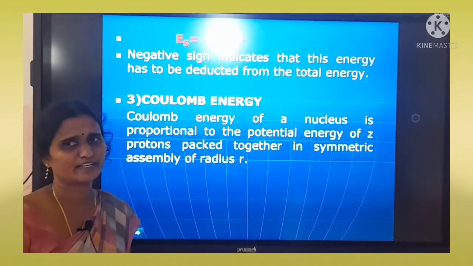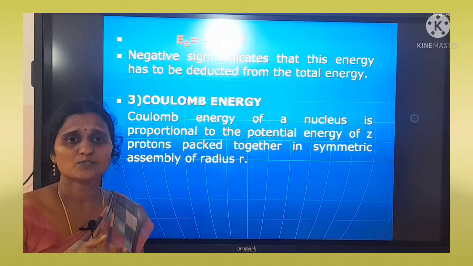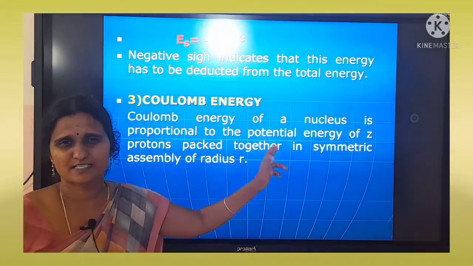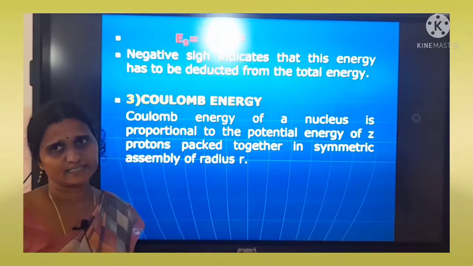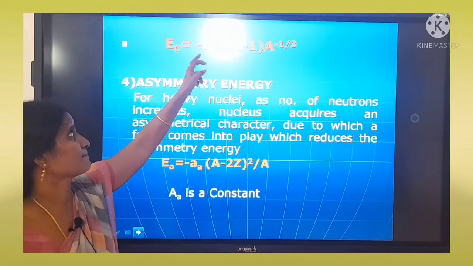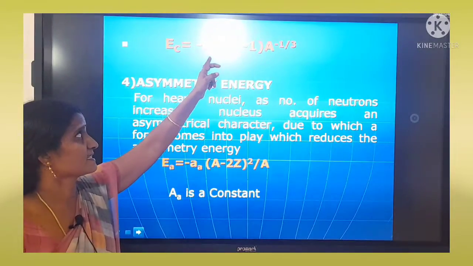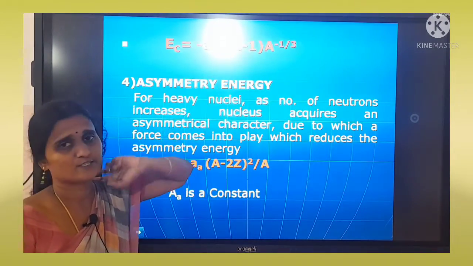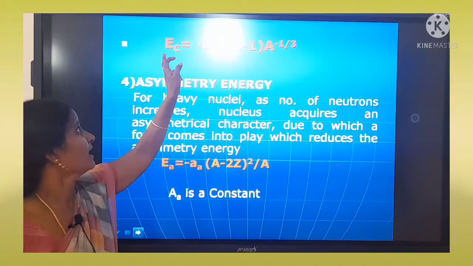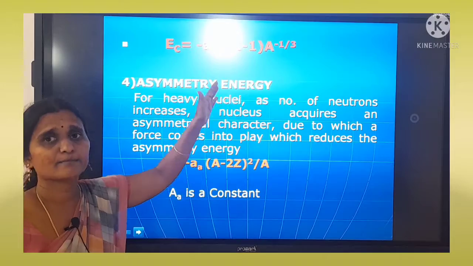Then we move on to the Coulomb energy term. The Coulomb interactions between pairs of protons also contribute to the reduction in binding energy. This will also be indicated by the negative sign. So E_C is equal to minus A_C Z into Z minus 1 A power minus 1 by 3. The binding energy due to the Coulomb interaction forces is inversely proportional to the mass number. It will also reduce the binding energy.